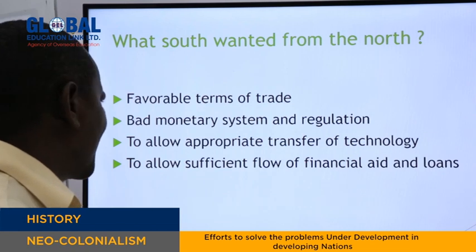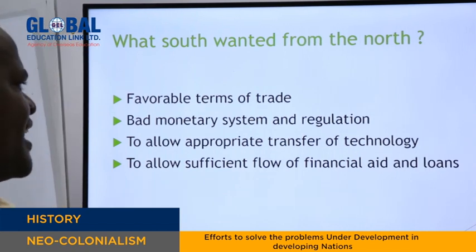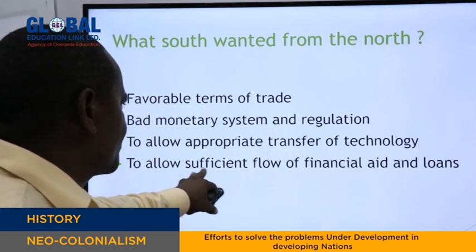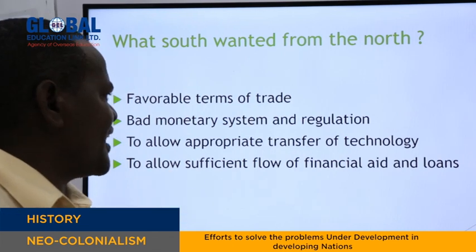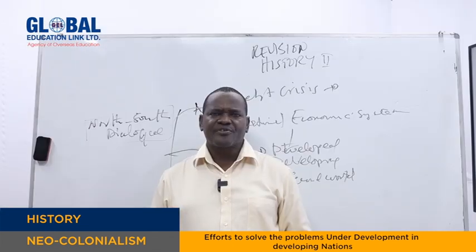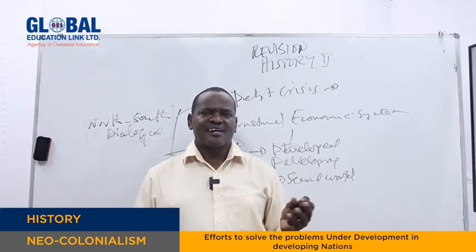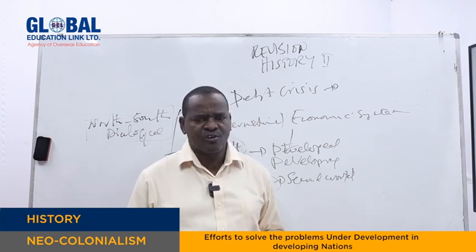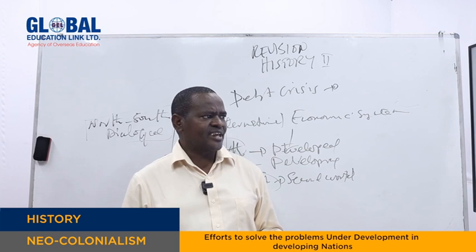And another thing is to allow sufficient flow of financial aid and loans, to get more financial aid and loans. Because if you look back, after the Brandt report was released, the financial aid and loans from the northern countries, in fact, from countries like Britain, has decreased. So they want sufficient flow of financial aid and loans.